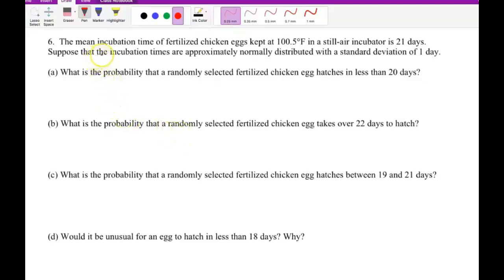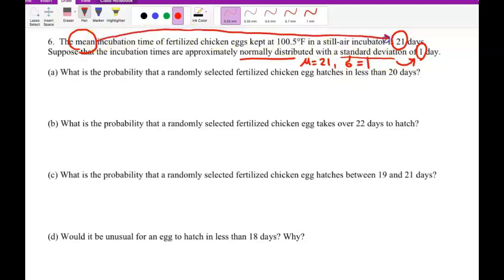Okay, here the mean is 21, so 21 days. And suppose that the times are approximately normally distributed with a standard deviation of 1. So we have mean equal to 21, and standard deviation equal to 1.